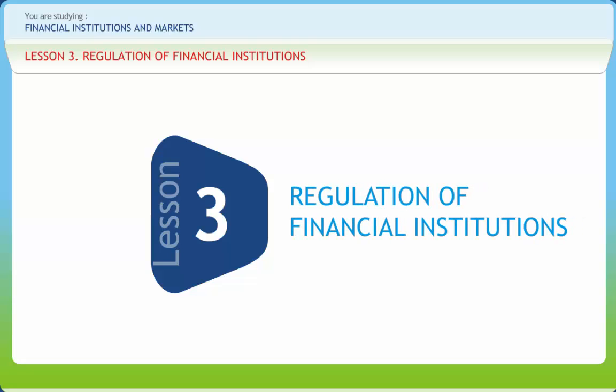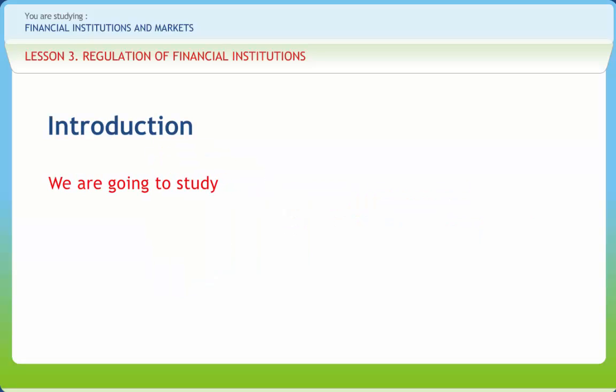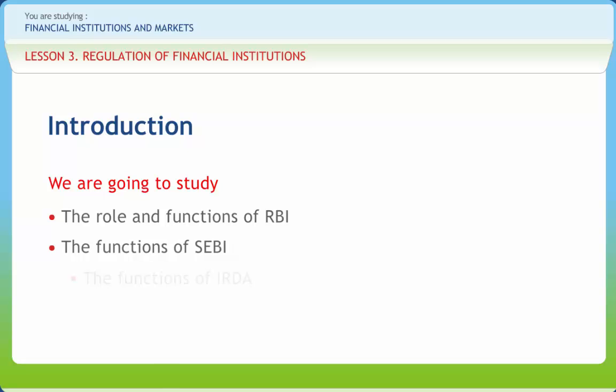Regulation of financial institutions. We all know that since the financial markets are characterized by various degrees of imperfections, the need for regulation, prudential or otherwise, even in a liberalized framework, cannot be denied. In this lesson, we will learn the role and functions of RBI, the functions of SEBI, the functions of IRDA, and the functions of FMC.